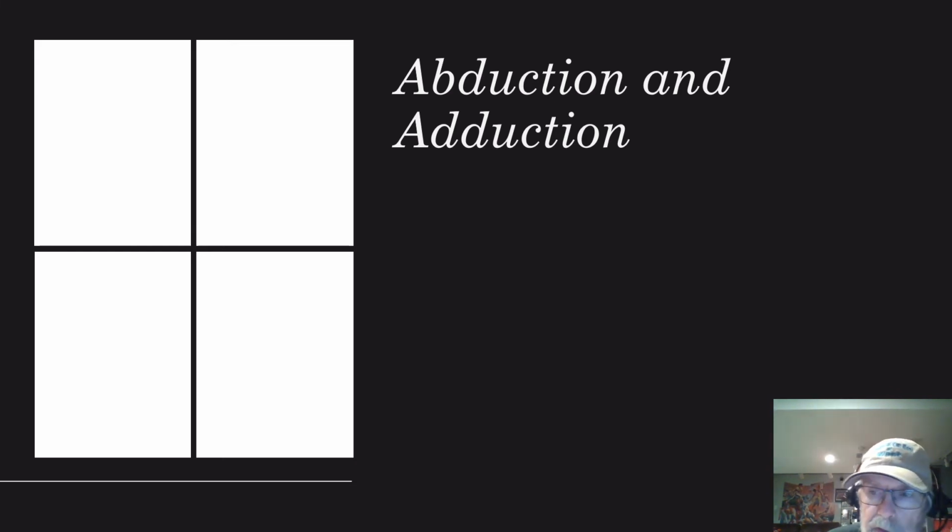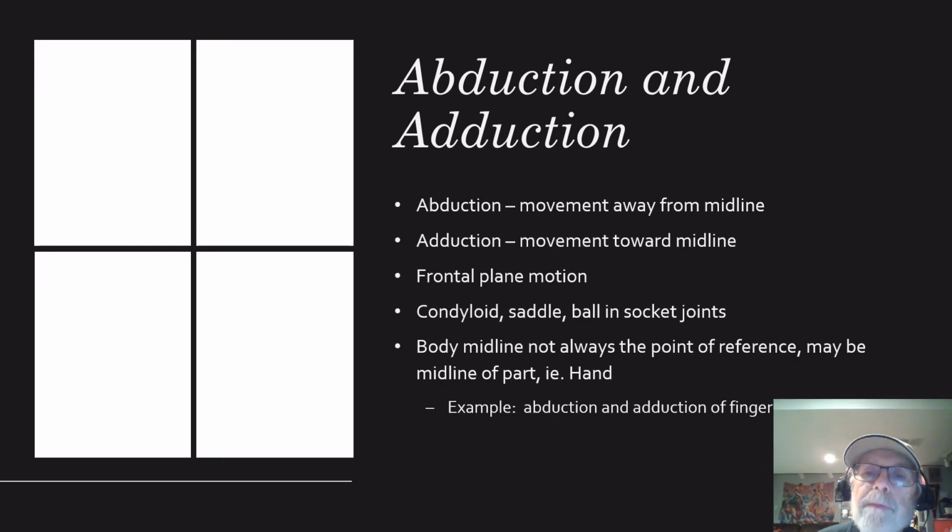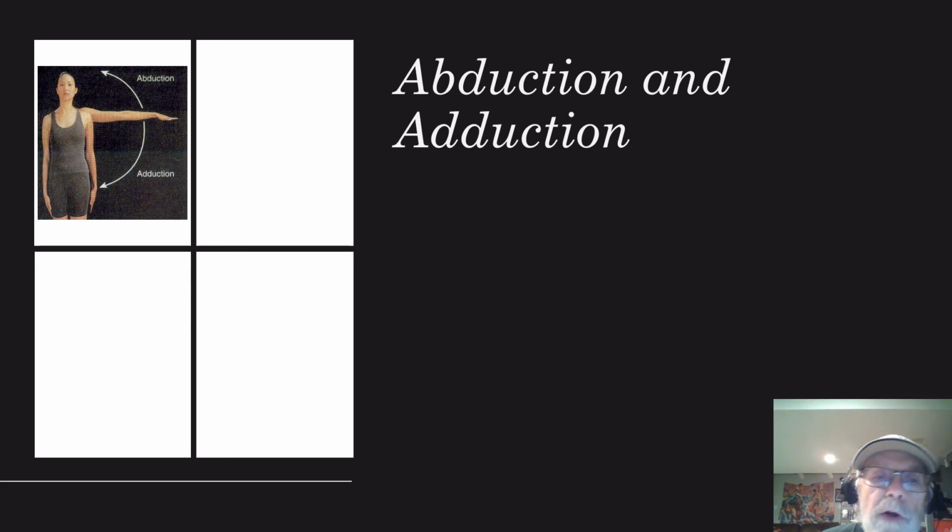We talked a little about this before. Abduction is moving away from the midline. Okay, so if I look at the arm, if I'm taking my arm and moving it away from the midline, that's called abduction. If I'm taking my arm and moving towards the midline, that's called adduction. So that's abduction, adduction. So moving away from the midline, here's my midline of the body that would be here. Moving away would be called abduction. And if I'm moving it towards the body, that's called adduction.